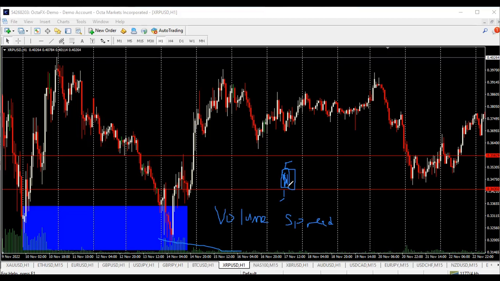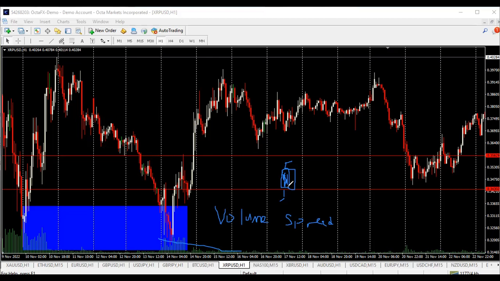A big spread. Do you get what I'm saying? But when these two things are saying different things entirely, then there's a divergence between volume and spread. In that kind of case, when the volume is saying one thing and the spread is saying another thing, it means that the market is about to reverse.